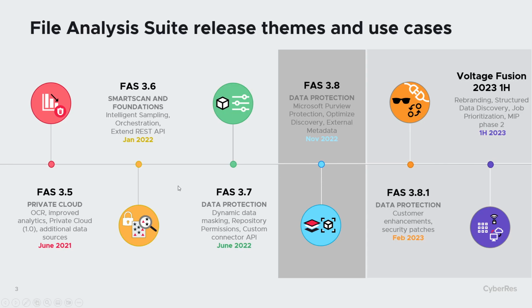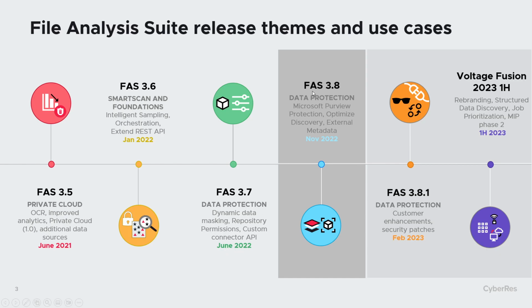So as you can see, this is a timeline for the File Analysis Suite. Going back a few releases, we try and do releases at least 2 a year, and sometimes we try and squeeze in 3 releases a year. The 3.7 release came out in June.